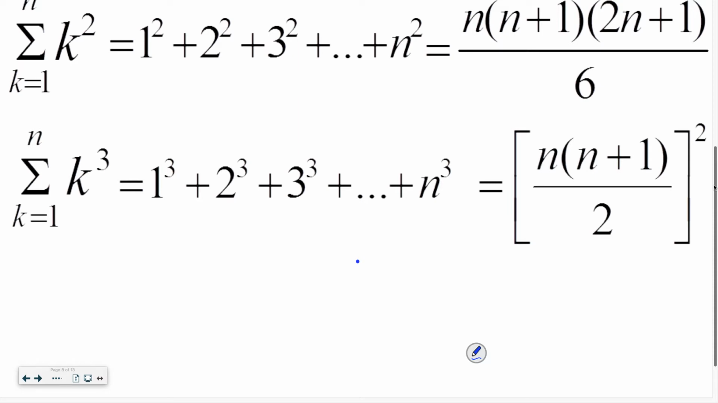Does this right here, n times n plus 1 over 2, look familiar? That's your shortcut you wrote for k. So your shortcut for k cubed is that same thing squared.